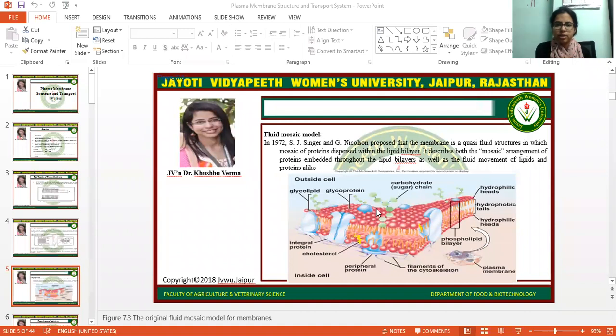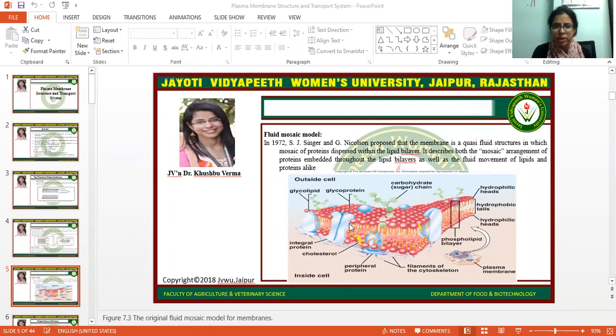Here you can understand this fluid mosaic model by this diagrammatic representation. Here you can simply see this is the lipid bilayer, and these red color globules are the polar head region, the hydrophilic head region of the phospholipid, and these are the fatty acid tail regions. These tails are hydrophobic in nature, that's why they are arranged inside of the lipid bilayer.